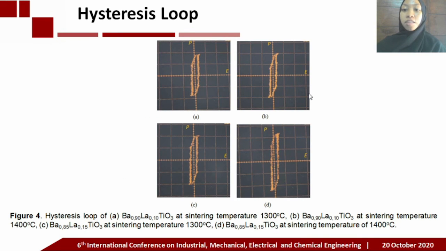This is the result of the Sawyer-Tower method. It is a hysteresis loop. The loop for figure 4D has the highest polarization. It is owned by the sample barium lanthanum titanate with lanthanum modified at 15% at a sintering temperature of 1400 degrees Celsius. It means that the higher the polarization, the more dipole moments are obtained. The more dipole moments are obtained, the more charges are stored.